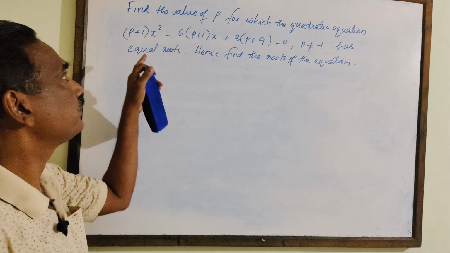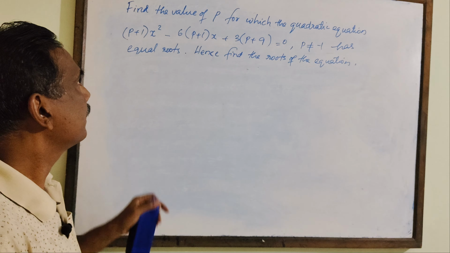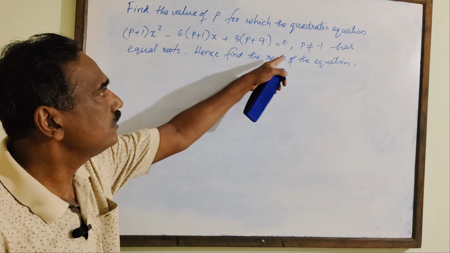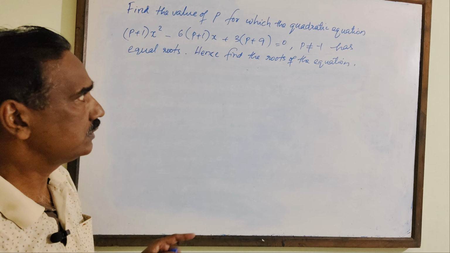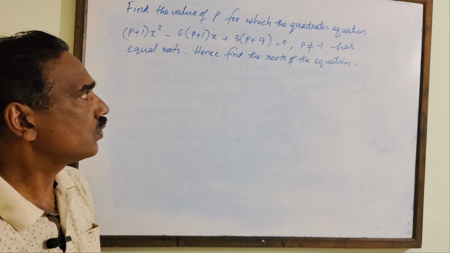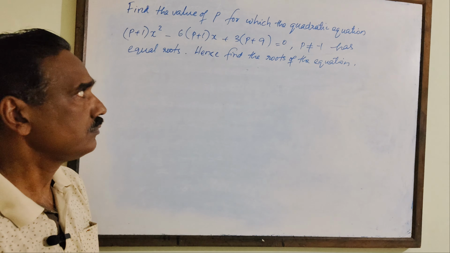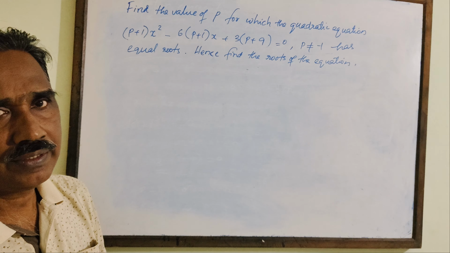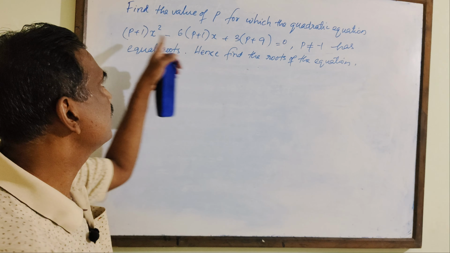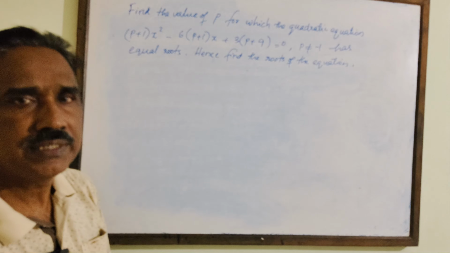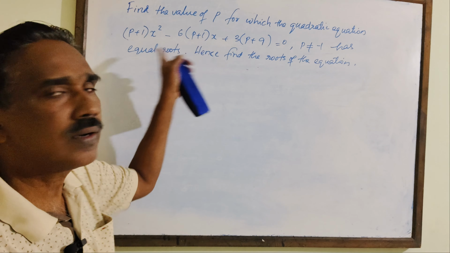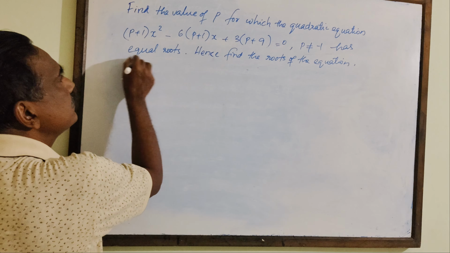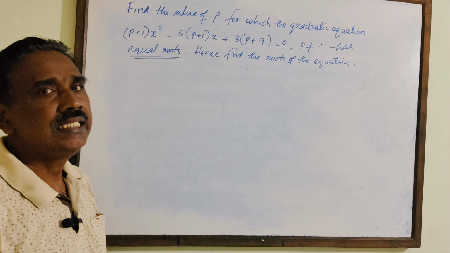Now see the third question. It is given on the board. Find the value of p if this particular quadratic equation has equal roots. Hence find the roots of the equation. Given p not equal to minus 1. You forget about the condition, because if p is minus 1, then this p plus 1 will become 0. So therefore this will not be a quadratic equation. That is why. Now it is given this equation, quadratic equation has equal roots.